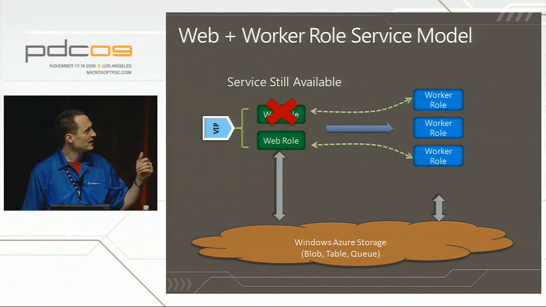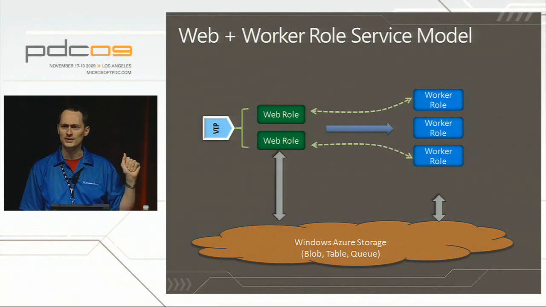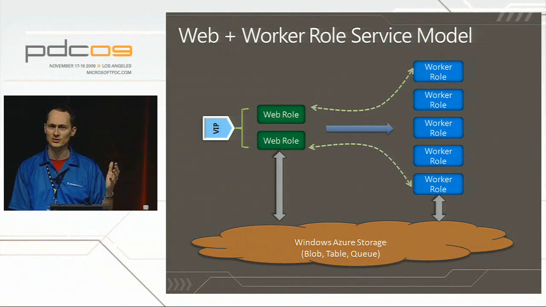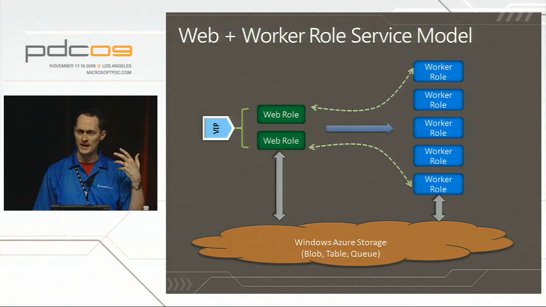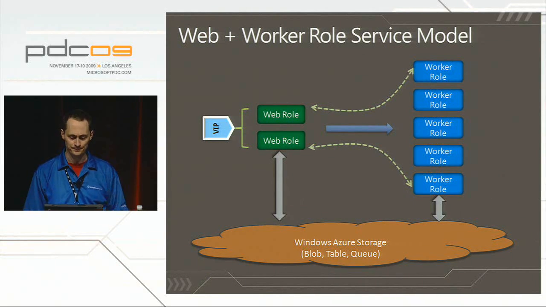So here, let's say we have more incoming traffic than the 3 worker roles can deal with. So let's add 2 more worker roles. And you can easily do that. The worker roles all perform the same functionality, so you can just deploy them, and then the service model will allow you to hook them up.